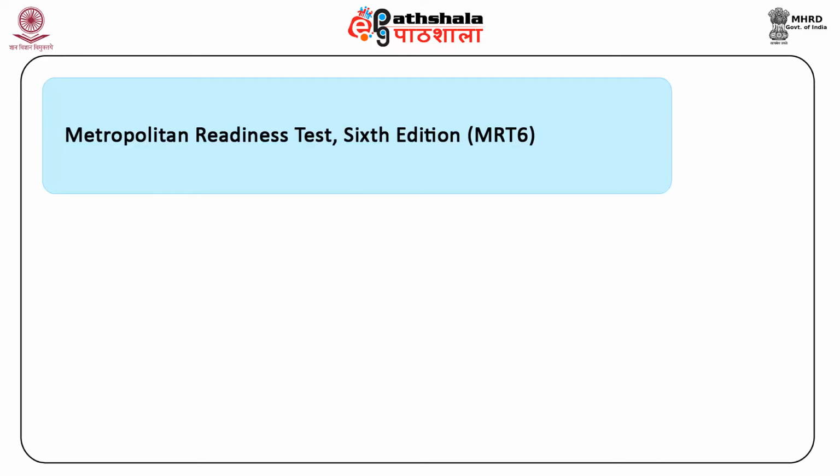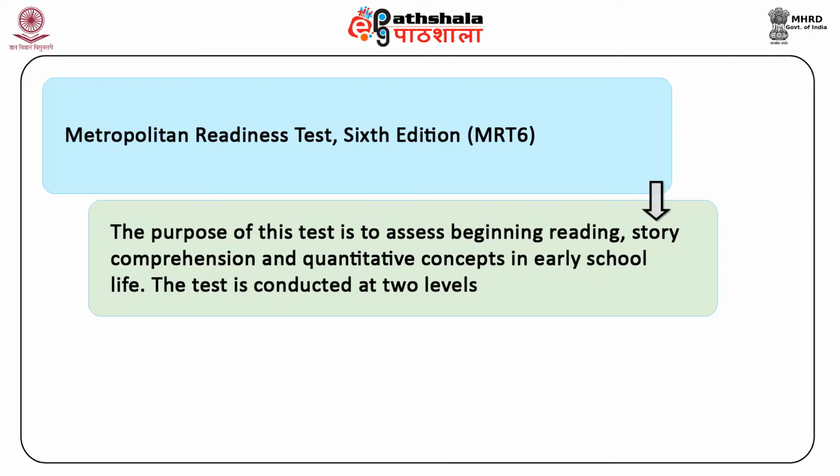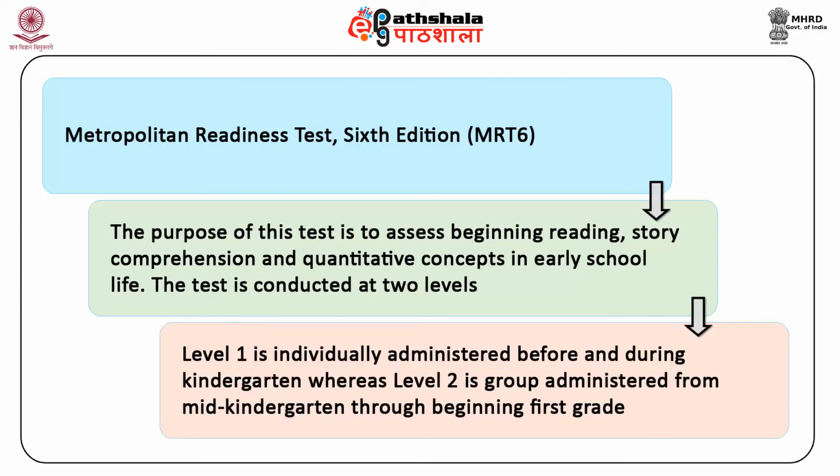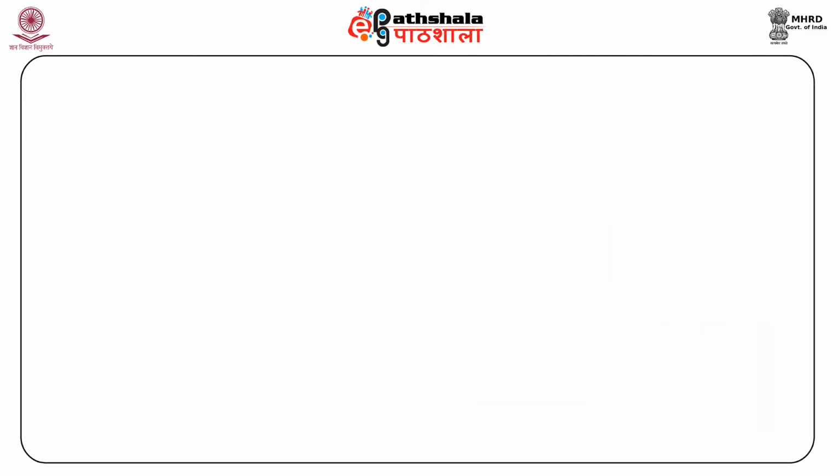Metropolitan Readiness Test, 6th edition, MRT6, by Nurss and McGauvran, 1995. The purpose of this test is to assess beginning reading, story comprehension, and quantitative concepts in early school life. The test is conducted at two levels. Level 1 is individually administered before and during kindergarten, whereas Level 2 is group administered from mid-kindergarten through beginning first grade. Beginning reading comprises three subtests, whereas story comprehension and quantitative concepts and reasoning are each assessed by one subtest.